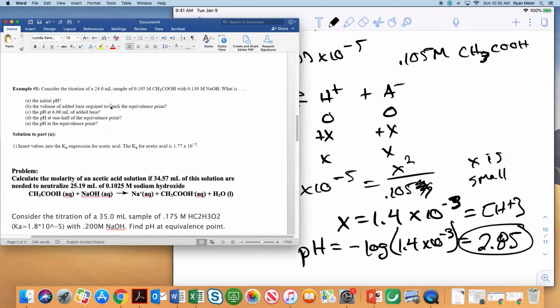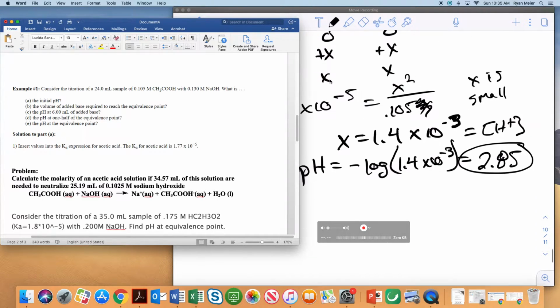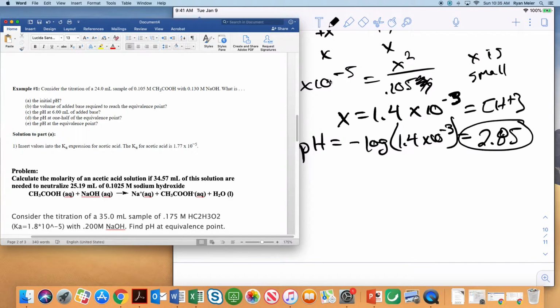All right, part B of this one asks, what volume of added base is required to reach the equivalence point? So how much base am I going to have to add? If we look at our reaction, I have acetic acid and sodium hydroxide. I have 1 proton in acetic acid it can lose. I have 1 hydroxide in sodium hydroxide that it can use for neutralization. So since this is a 1-to-1 ratio, you can basically do what I showed previously: M1V1 equals M2V2.